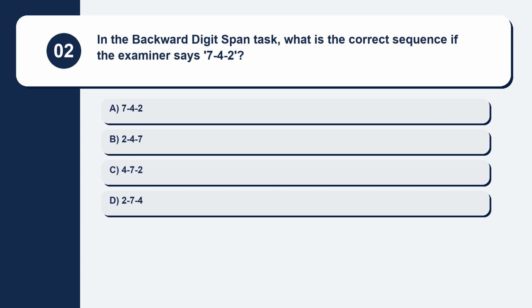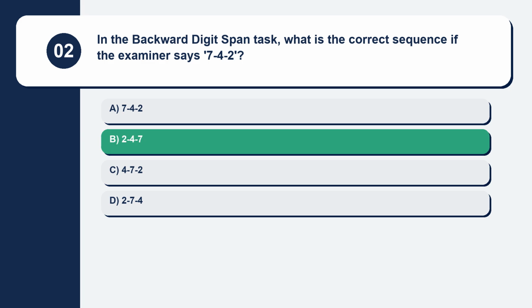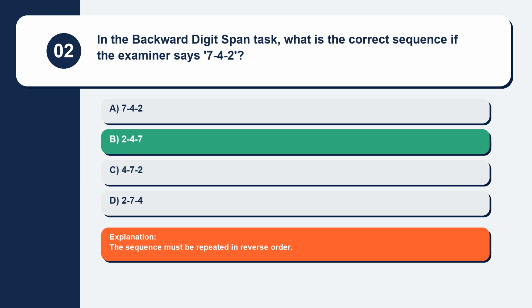Question 2. In the backward digit span task, what is the correct sequence if the examiner says 7-4-2? 7-4-2, 2-4-7, 4-7-2, 2-7-4? The sequence must be repeated in reverse order.